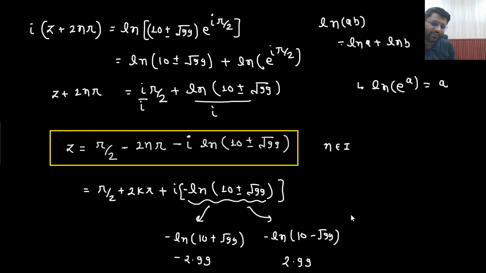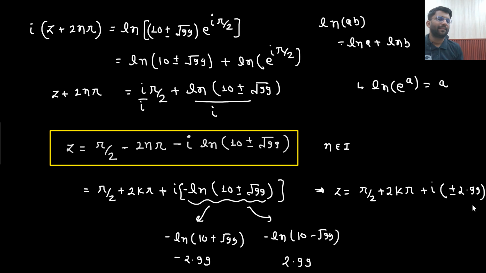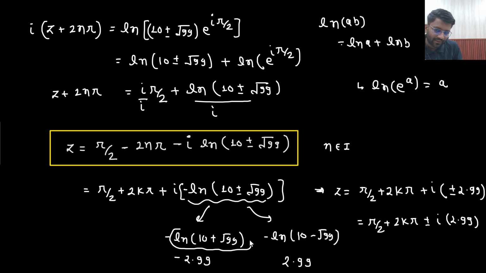So what is your answer of z you are getting from here? The answer of z we are getting is pi by 2 plus 2k pi plus iota. Either it will throw plus 2.99 or minus 2.99, so this plus minus can come outside. Pi by 2 plus 2k pi plus minus iota 2.99. Right? And now this much part is giving you the 2.99 answer, no?